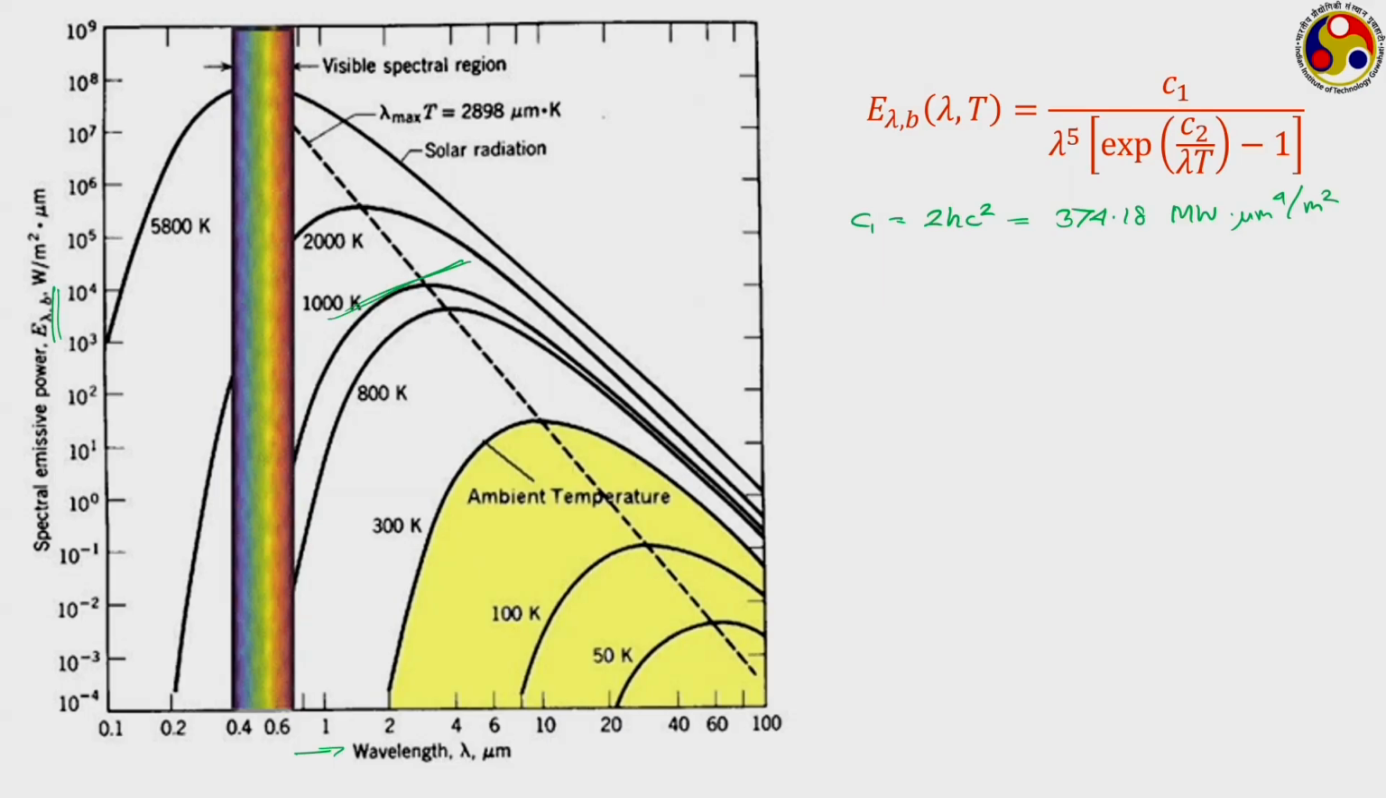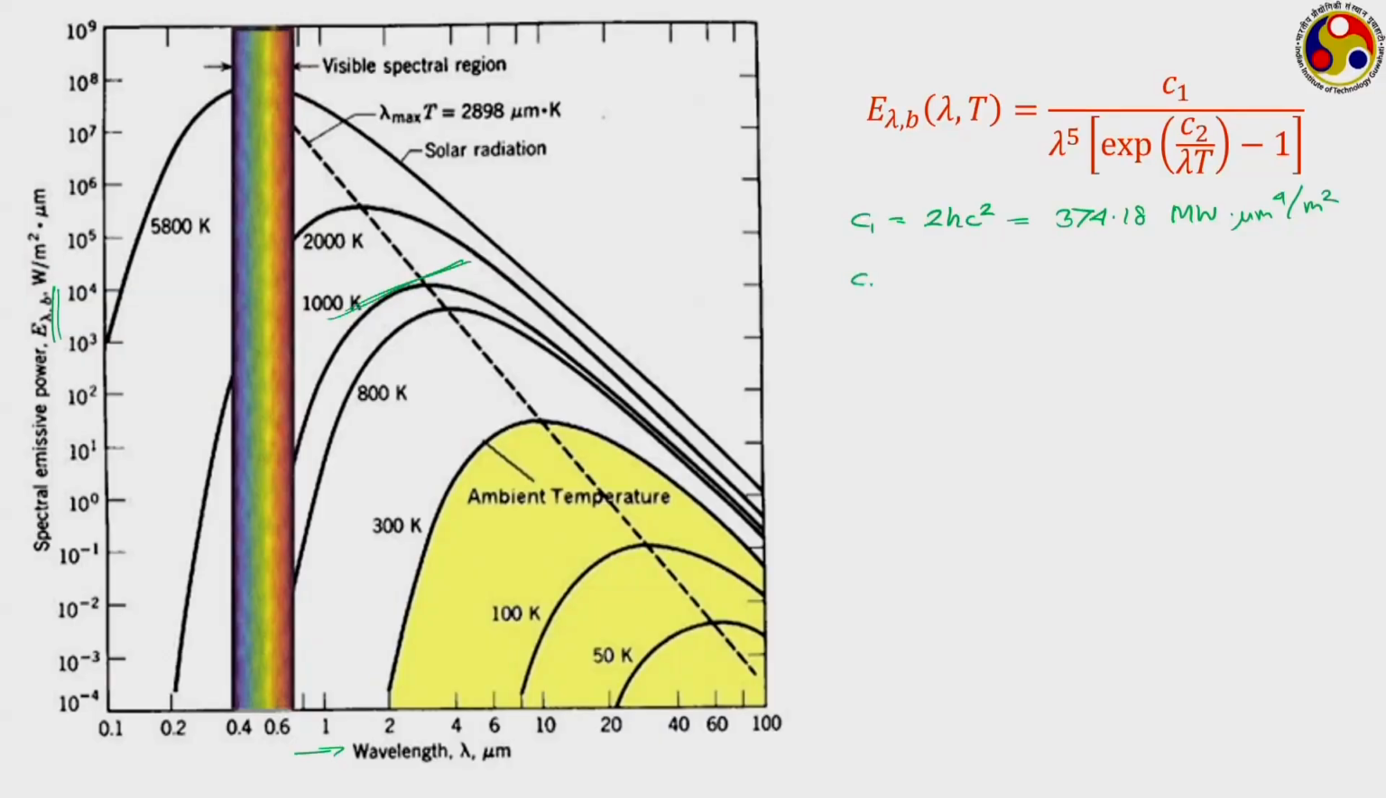I hope you can remember that the Planck constant presently sets the new standard for measurement of mass. Small c refers to the velocity of light in vacuum, and C2 is hc by kb, where again h and c are respectively Planck constant and the velocity of light in vacuum, and kb is the Boltzmann constant, and the value of C2 is 14388 micrometer Kelvin. Be careful, here we are writing this unit micrometer instead of meters, because wavelengths are always very small, often in the range of micrometers.